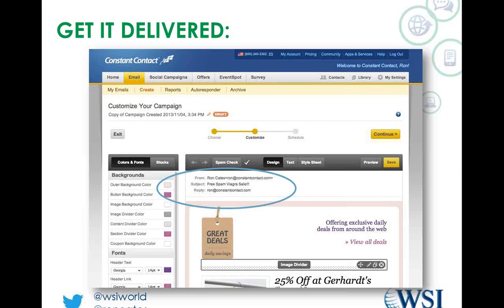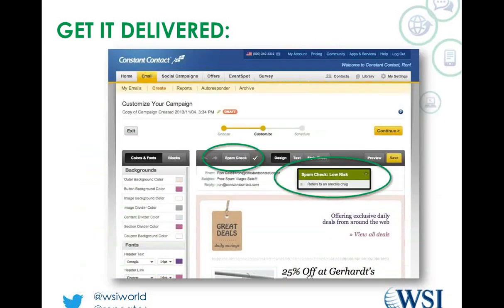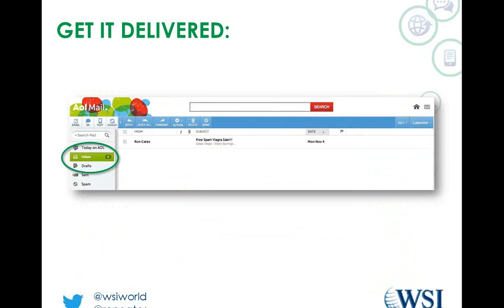Now, when you're going to decide if this can get delivered or not, there's a couple ways you can do that. You can go to this service called Spam Assassin at spamassassin.com, and don't write this down because I'm going to give you a much better shortcut. You can run their 700 spam tests, see what your score is, add it all up, and see if you're likely to get blocked or not. Or in Constant Contact, you can click on one button, the spam check button.